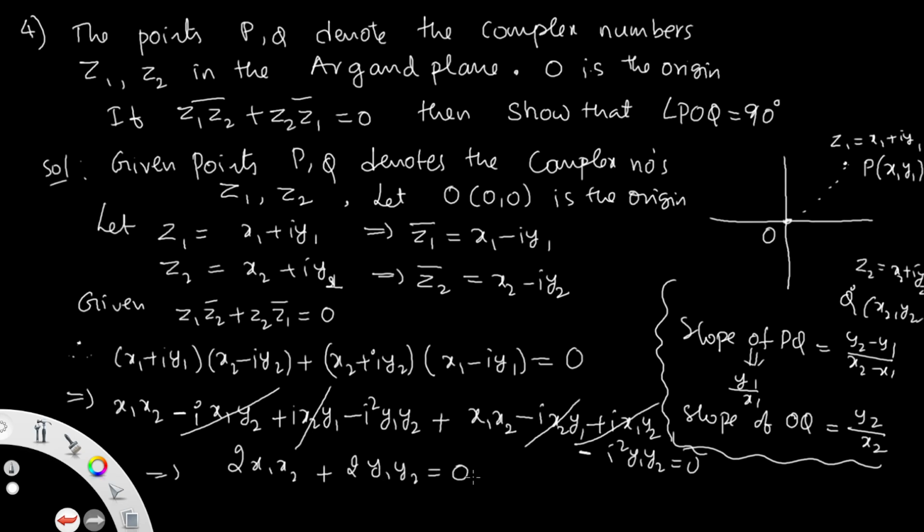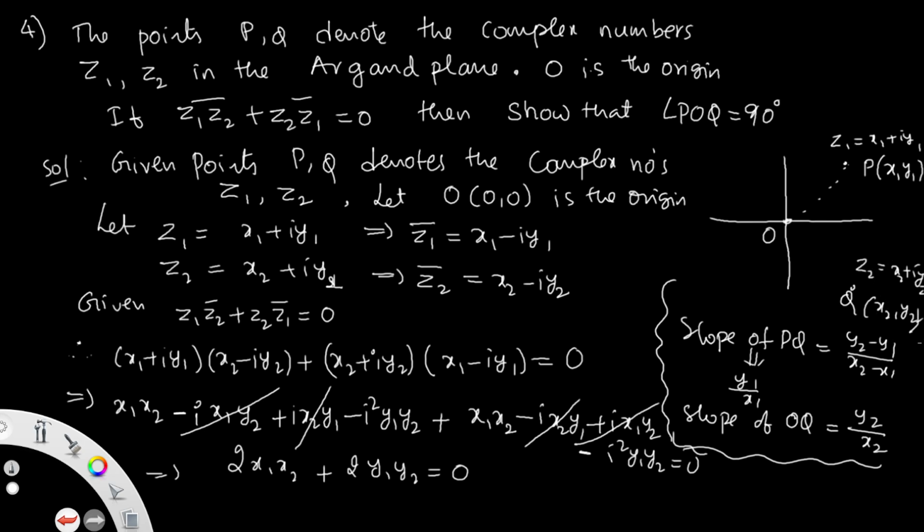So what is the question given, it should be continued in the next page, but the question is: the points P and Q are complex numbers in the Argand diagram, O is the origin. The condition is given that z1 into z2 bar plus z2 into z1 bar equal to 0, then show that angle POQ equal to 90 degrees. So let z1 equal to x1 plus i y1, as a point P of x1 y1, and z2 equal to x2 plus i y2, the point Q of x2 y2.